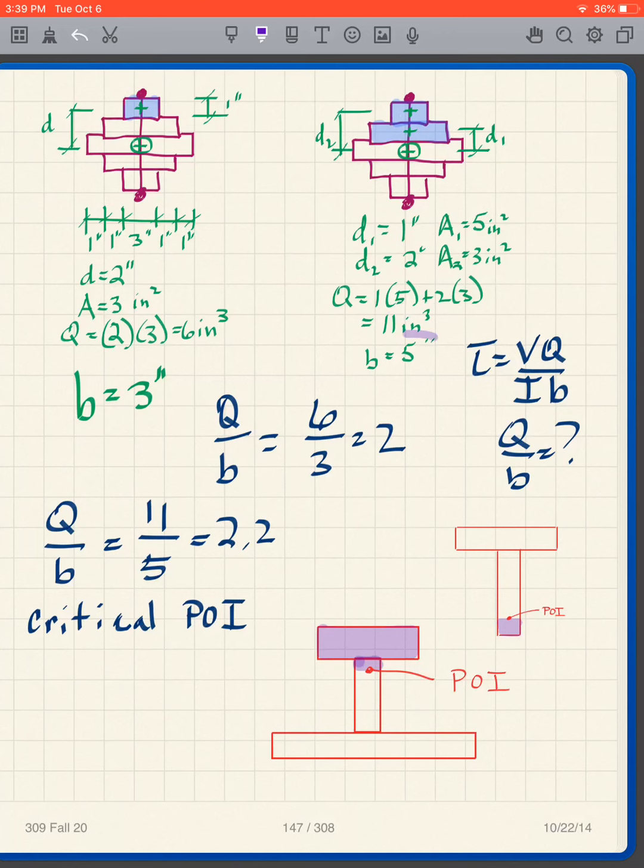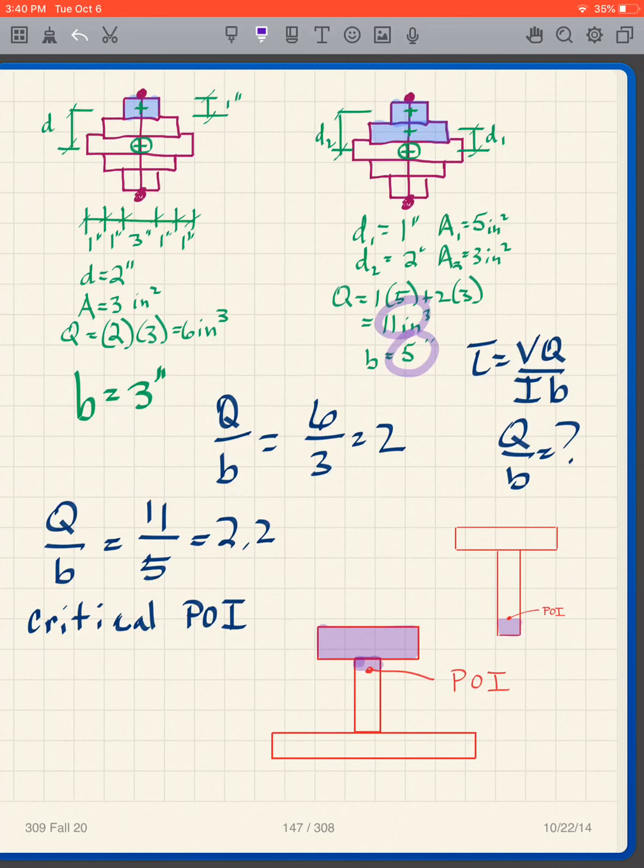But my B is 5 inches here, because I'm looking at the interface at this location, and that width is 5 inches. I haven't labeled it. So what does that mean? That means Q over B is what I'm interested in. I have 6 over 3 for this one, so that's 2. I have 11 over 5 for this one, and that's 2.2.